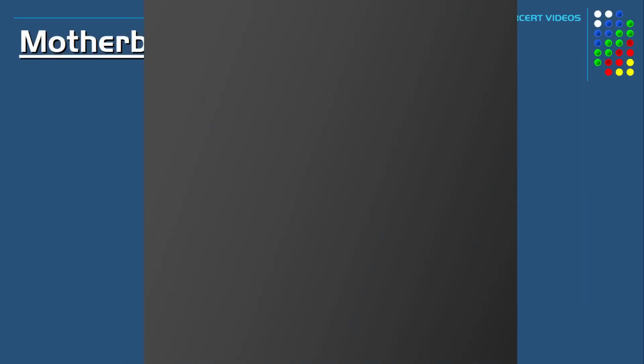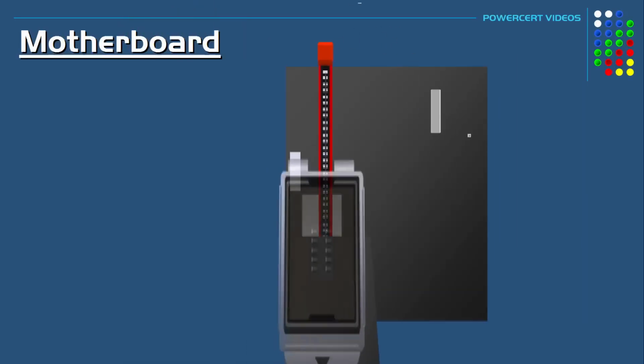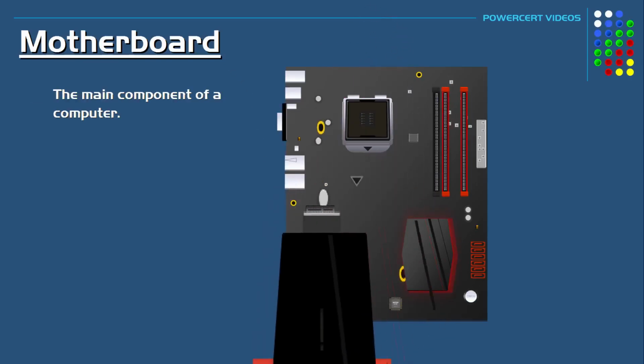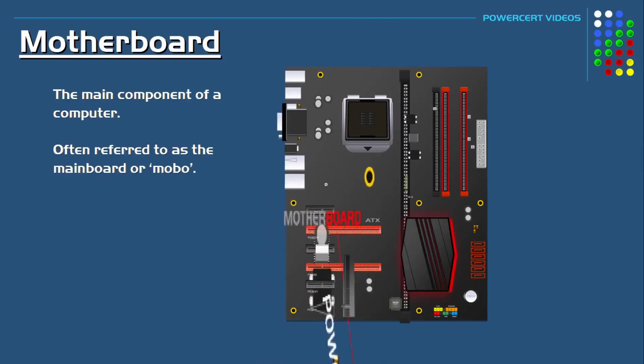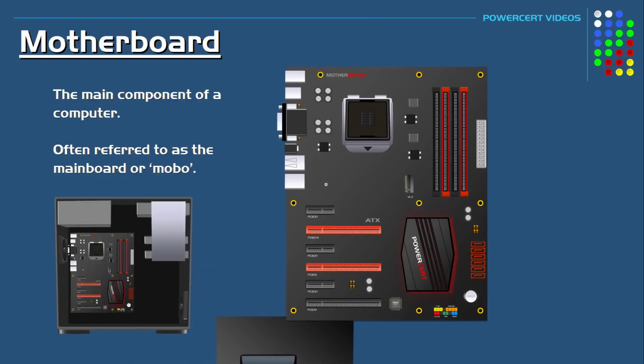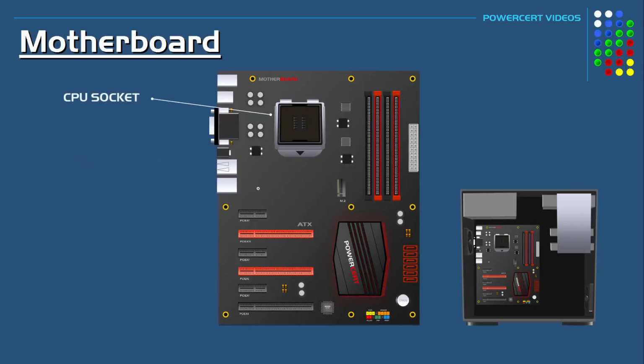What is a motherboard? That's what we're going to talk about in this video. Now, the motherboard is the main component of a computer. It's often referred to as the main board or MOBO for short. It's basically a large circuit board that fits into the computer case, and it's where all the computer components connect to. So for example, there's the CPU socket.